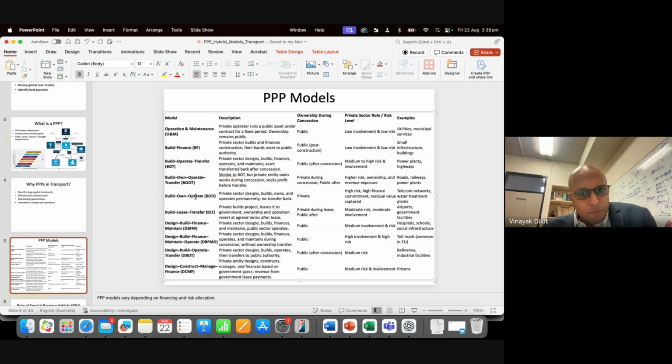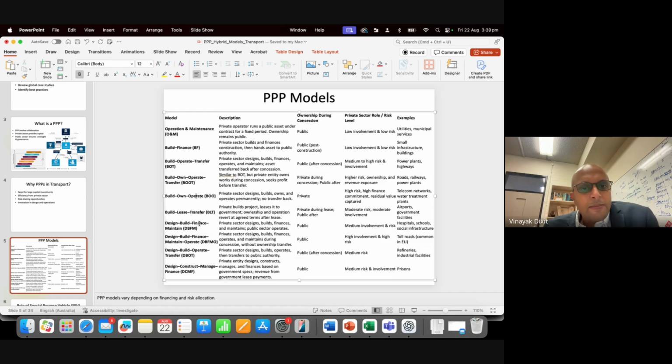Then you have BOO, where there is no transfer; it is never transferred back. Usually telecom networks and water treatment plants are all BOO. BLT is basically airports. This is build, lease, transfer, so you're basically leasing it from the government.